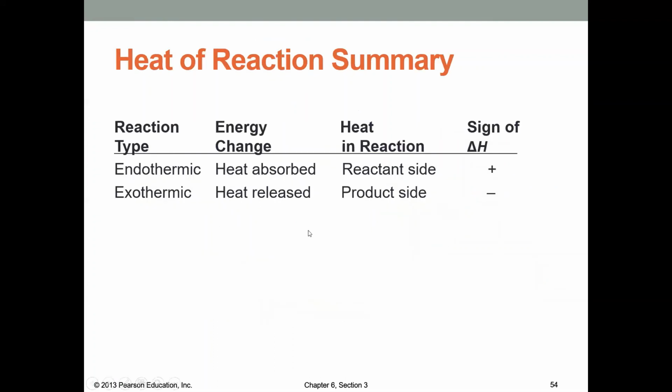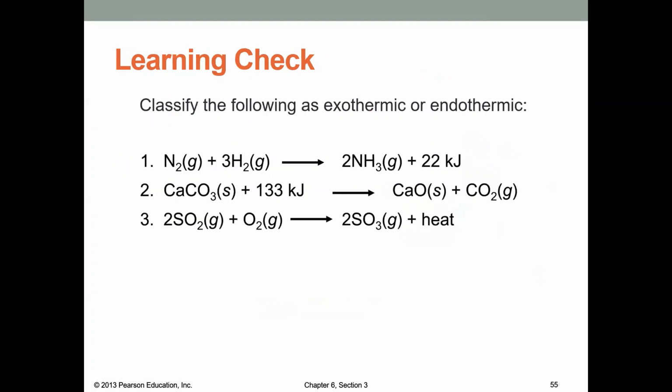So I want you to have an idea about these to be able to classify whether something is endothermic or exothermic. To give you an example, here are three. In number one, heat is being released. It is on the product side, so this is exothermic. For number two, heat is being absorbed, or taken in. It is on the reactant side. This would be endothermic. And going back to number three, this would be exothermic.